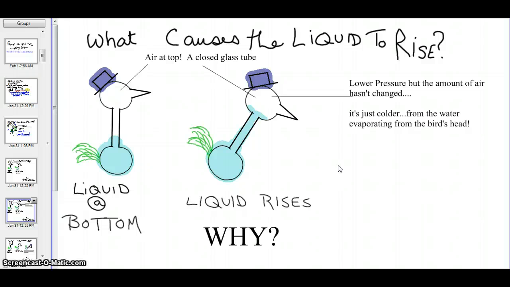So why does the liquid go up the bird's neck? Because of lower pressure. Why is the pressure lower? Because the temperature is lower. Lower temperature, molecules move slower. They push on the glass less often. Lower pressure.